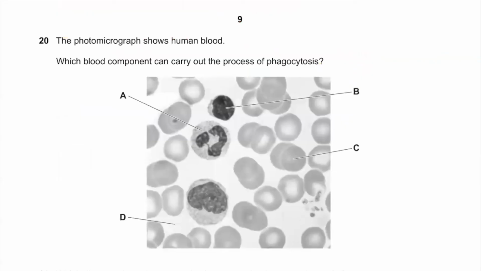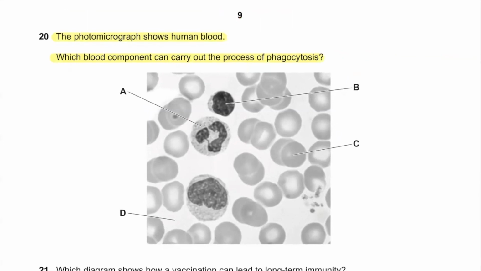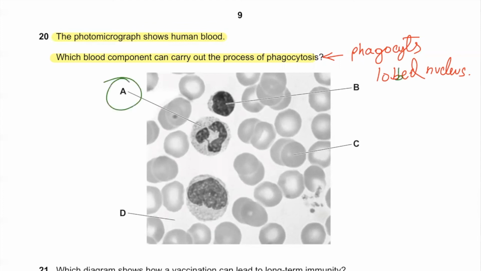Guys, question number 20. The photomicrograph shows human blood. Which blood component can carry out the process of phagocytosis? Phagocytosis can be carried out by phagocytes. And phagocytes have a lobed nucleus. That is their unique characteristic. In order for phagocytosis to be allowed, it has to have a lobed nucleus. So question number 20, A will be the correct answer, guys.